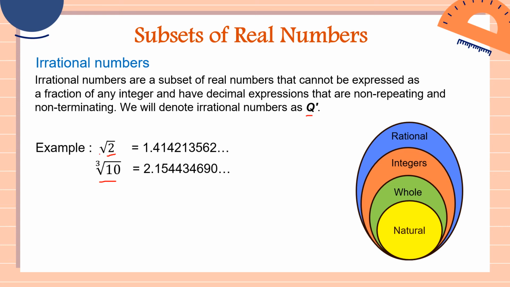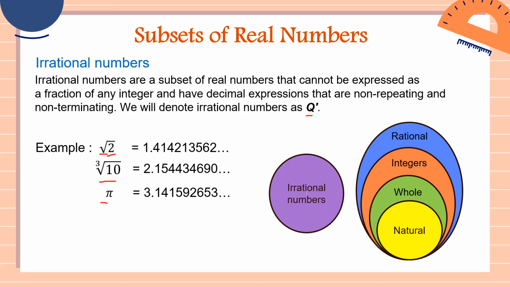Same with square root of 2, it is an irrational number. And then another example, pi. So the value of pi would be 3.141592653. Then after 3, there's still another number. So the numbers will not end. So non-terminating. So therefore, these are the examples of irrational numbers.